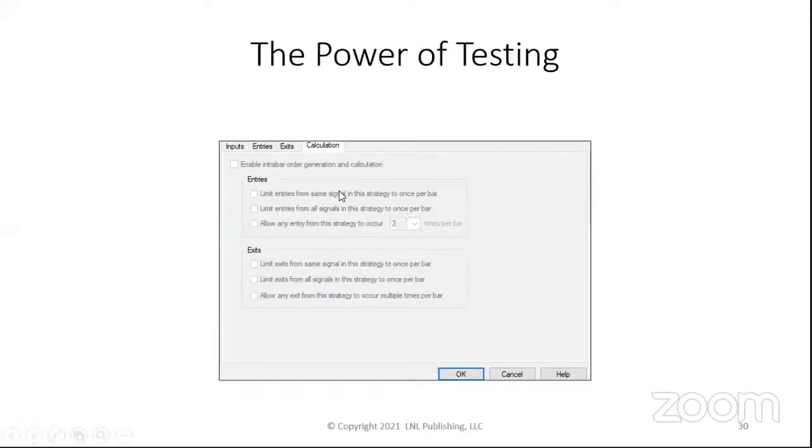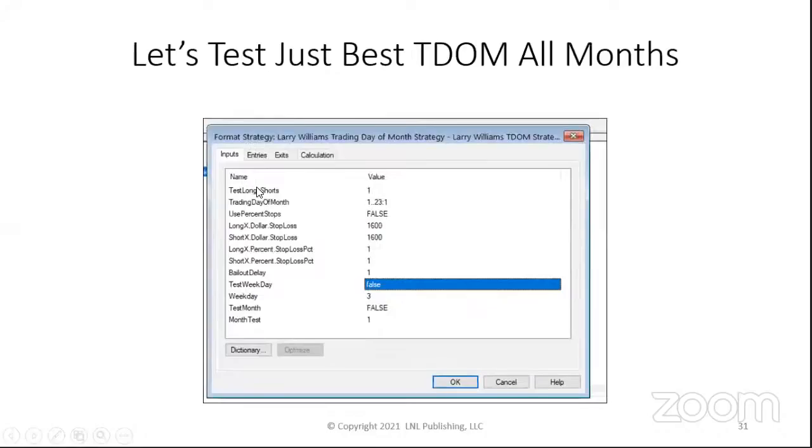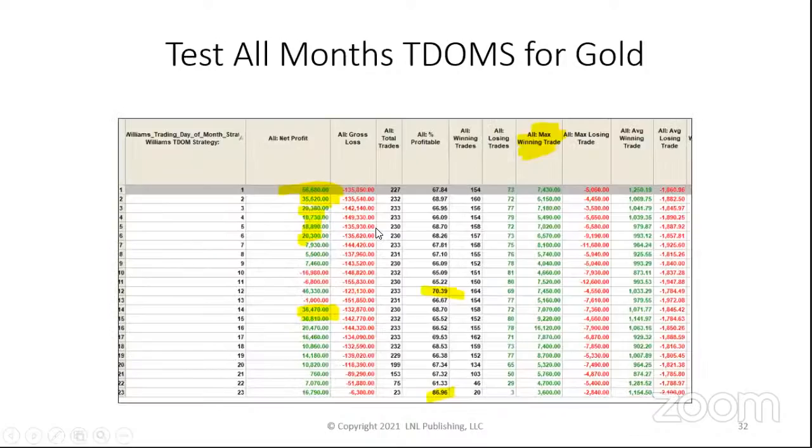Okay, and here's the power of testing. We can test all this stuff. This is so neat. We can do the calculations and do the tests. Here's an example. Let's test just the best trading day of the month for all months. So we have false for months. We're not testing any particular month. We're going to test from trading day 1 to 23, and we're going to use a dollar stop loss of $1,600. And this is for gold. So you gold traders, here you go for gold, okay?